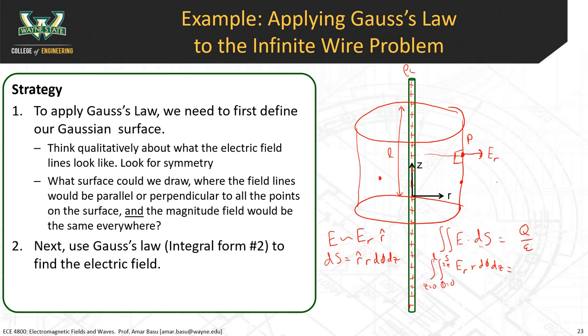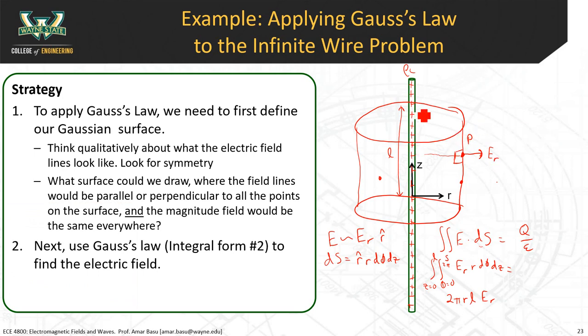Okay, so again, in the interest of time here, if you do this math, you'll see very easily that this comes out to 2 pi r times L times E sub r is equal to Q over epsilon. Actually, the right side of the equation we're going to do now. The Q over epsilon, now this is another little trick about using Gauss's law.